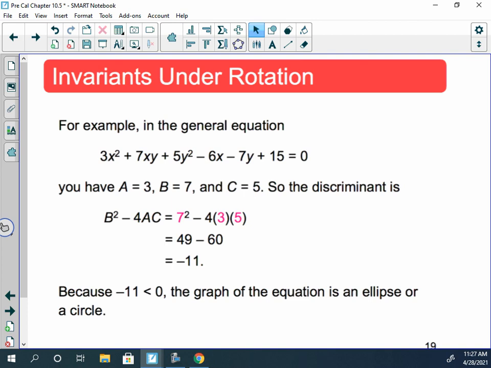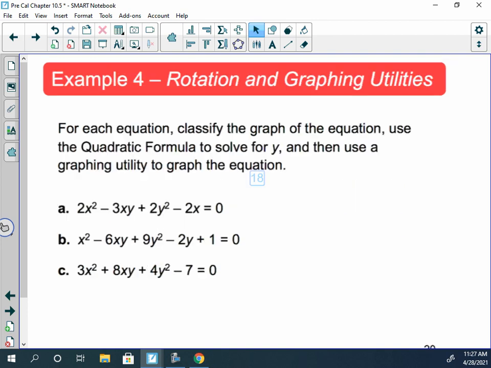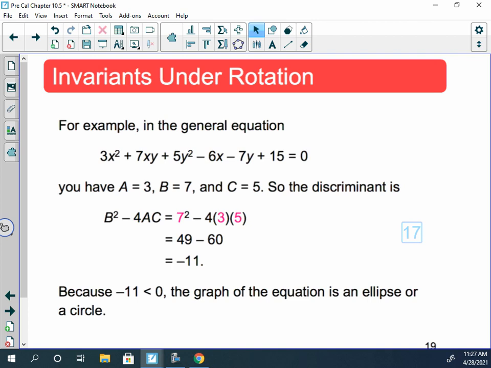For example, we have this here. So a is 3, b is 7, c is 5. We get negative 11. Since negative 11 is less than 0, the graph is an ellipse or circle. Now at this point, there are equations and processes that we can go through, and I removed them here from actually figuring out what it is. And really what they're going to do is take this equation and get y by itself, essentially solve it for y and graph it.